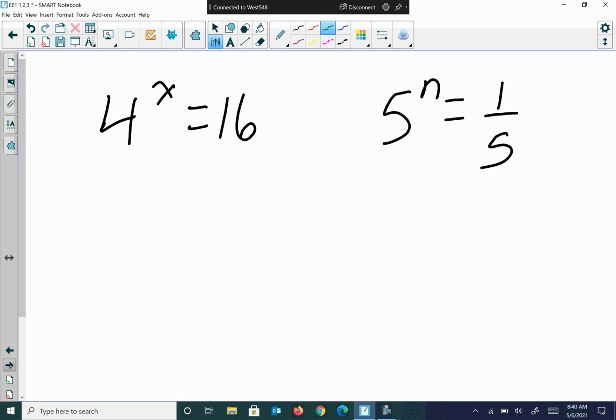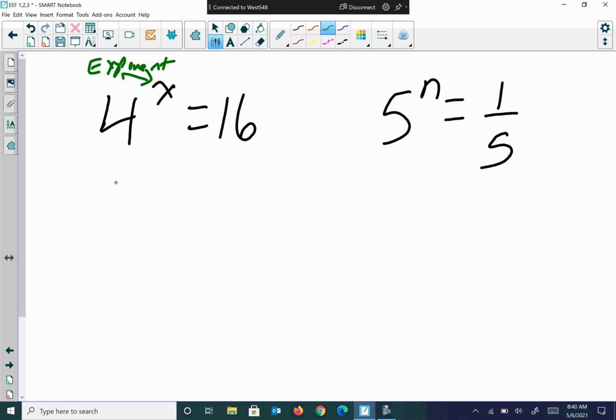Does that mean you square root each side? I'm not going to do that. That's a little goofy. You divide each side by 4? No, I can't do that yet because the exponent is there. Not yet, because it's 4 raised to the x, not 4 times x. So this is our exponent right here.